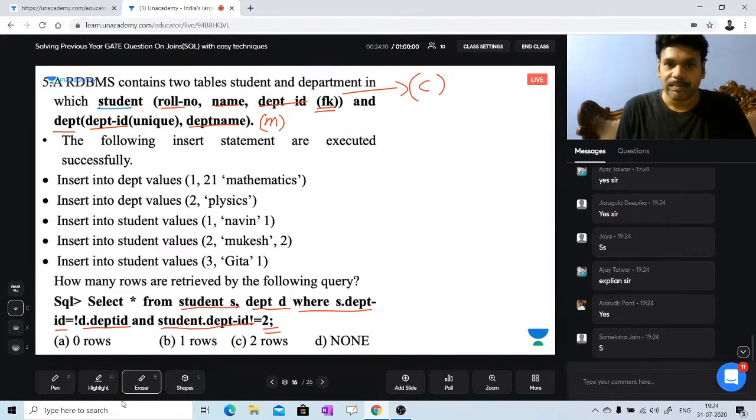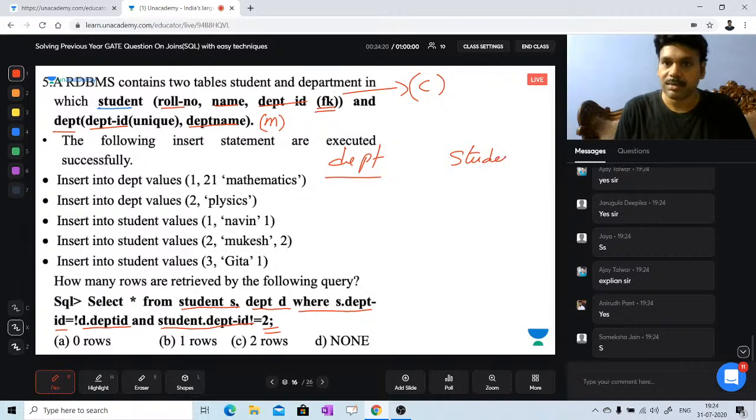Please listen. There is a department table. You just need to analyze it. As you are attempting it for the first time, that's why you are feeling it a bit tricky. But you observe. You have to write everything on pen and paper. It doesn't take more than 2 minutes. Within 2 minutes, you can solve this.